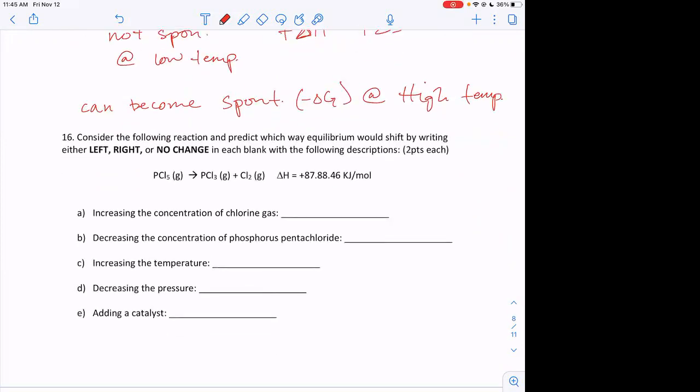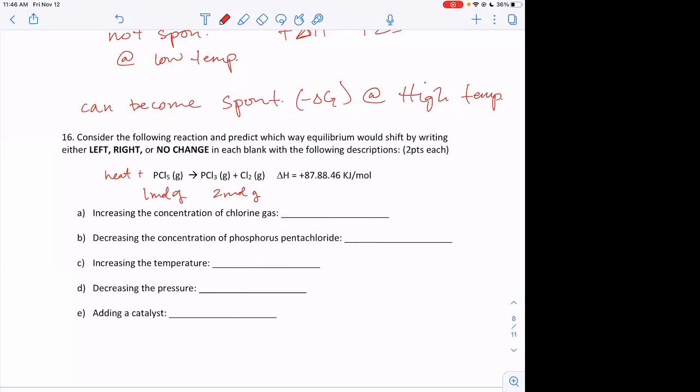This is Le Chatelier's principle. Consider the following reaction and predict which way equilibrium would shift by writing either left, right, or no change in each blank in the following descriptions. So in our reaction here, we've got 1 mole of gas on the reactant side, and we've got 2 moles of gas on the product side. I'm going to make a note of that. We'll come back later: 1 mole of gas and 2 moles of gas. And we've got a positive delta H, so I'm going to say heat is a reactant. Heat plus this.